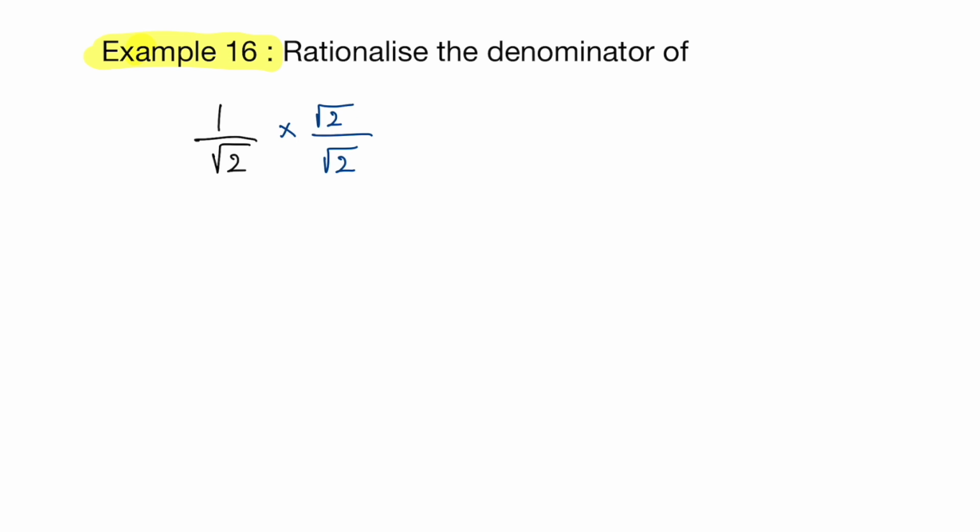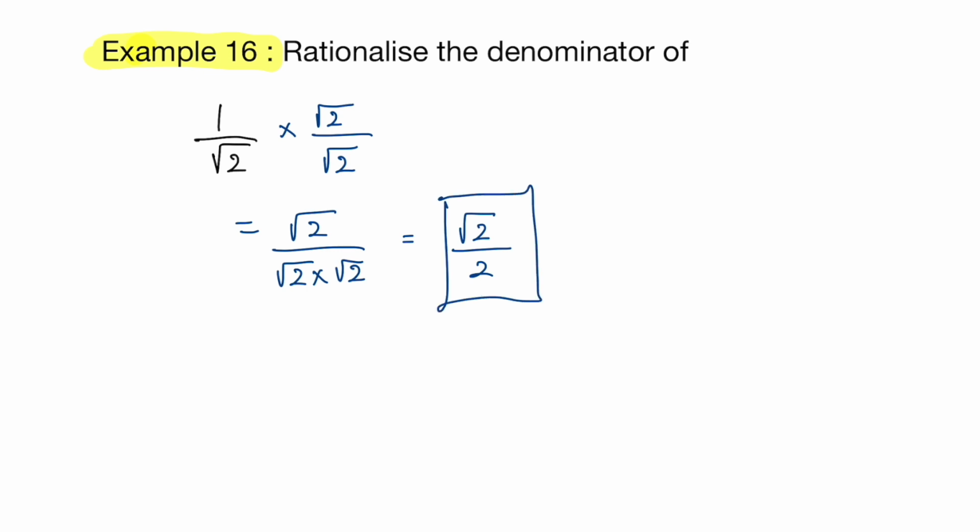So 1 divided by root 2, for you to rationalize it, you are going to multiply this number by root 2 at the numerator and denominator. What does that leave you with? That leaves you with root 2 divided by root 2 multiplied by root 2, and root 2 multiplied by root 2, as you know, is actually 2. So the final answer is root 2 divided by 2. Obviously the denominator here is just 2, and 2 is a rational number. So we have fulfilled the purpose of rationalizing the denominator.